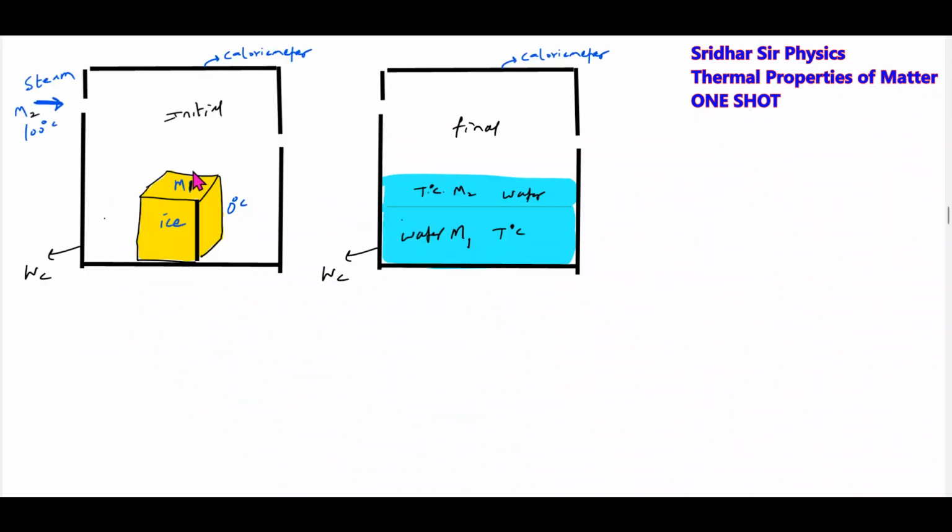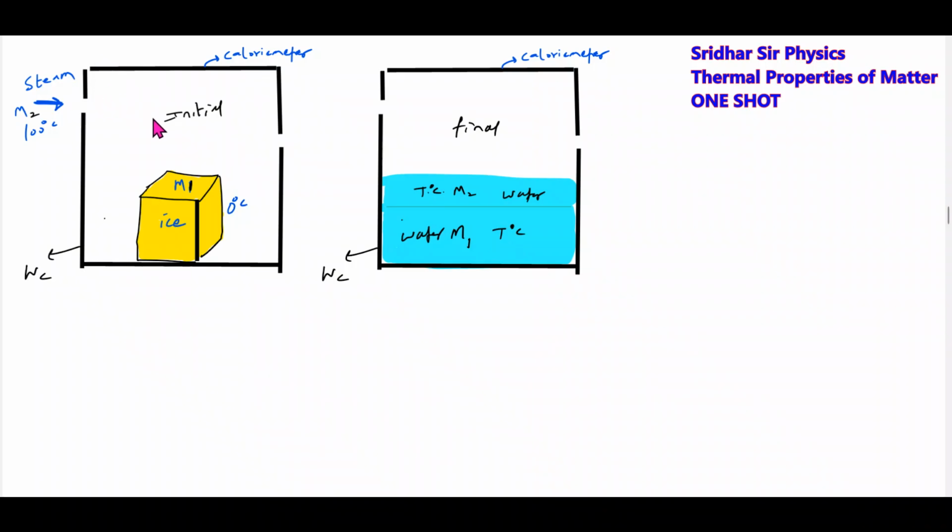Next we have the ice block. We are going to add steam. Some M2 grams of steam at 100 degrees Celsius will be added to the ice block at 0 degrees Celsius, kept in a calorimeter. The water equivalent of the calorimeter is WC. The steam will lose heat, and the heat lost by the steam will be absorbed by the ice block. First the ice block will melt and become water at 0 degrees Celsius. Then both the calorimeter and the water's temperature will rise and attain some temperature T.